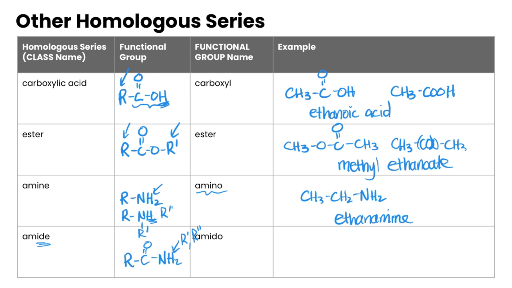An example of this would be ethanamide, and so that's going to be a 2-carbon group. We count the carbon of the carbonyl, and we just have an NH2 attached to this. This is a very, very simple amide functional group, or an amide molecule. So those are carboxylic acids, esters, amines, and amides.